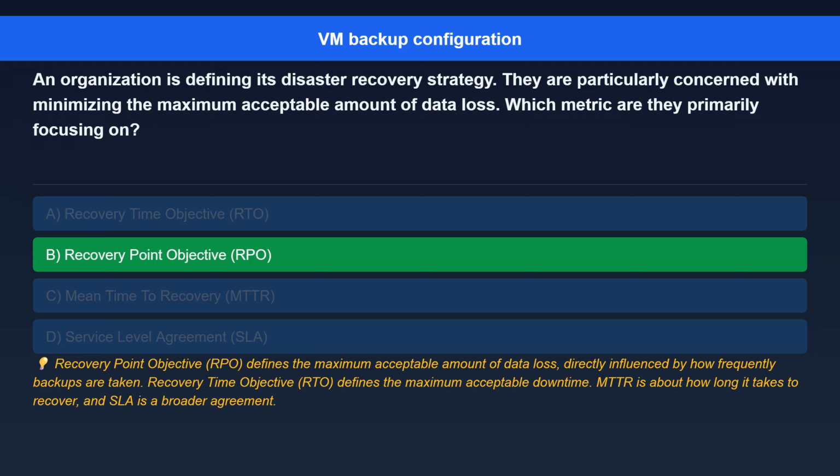Here's the explanation. Recovery point objective, RPO, defines the maximum acceptable amount of data loss, directly influenced by how frequently backups are taken. Recovery time objective, RTO, defines the maximum acceptable downtime. MTTR is about how long it takes to recover, and SLA is a broader agreement.